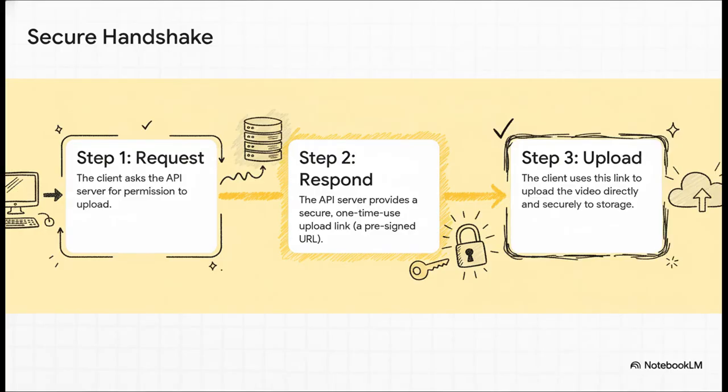But hold on, how does the system know you're allowed to upload? It's not a free-for-all, right? This is where a really clever security step comes in. Your computer basically asks the main server, hey, can I upload something? The server then gives you back a special, one-time use key called a pre-signed URL. It's like being handed a temporary keycard that only works for one specific door. It makes sure your video goes to the exact right place, securely, without bogging down the main servers.